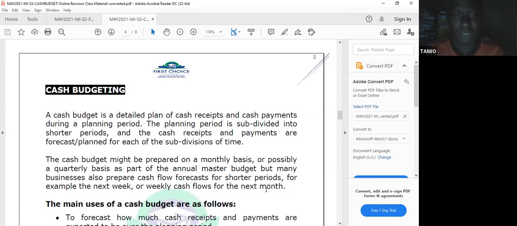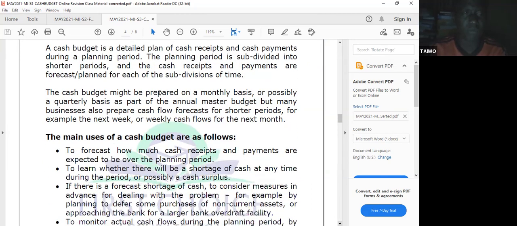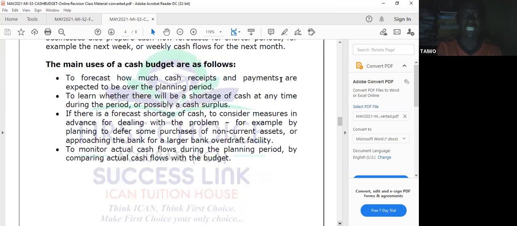Now, that's that. But what are the main uses of this cash budget? Why do we prepare the cash budget? What are the reasons why a cash budget is prepared? To show how much cash receipts and payments are expected to be. We want to see at a glance how much we are expecting to come in, and how much we are expecting a shortage of cash at any time during the period, or possibly a cash surplus.